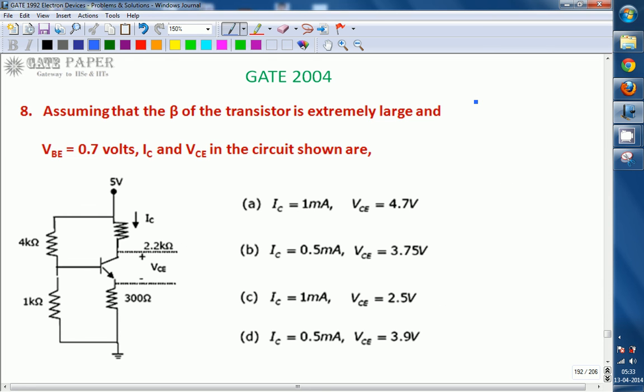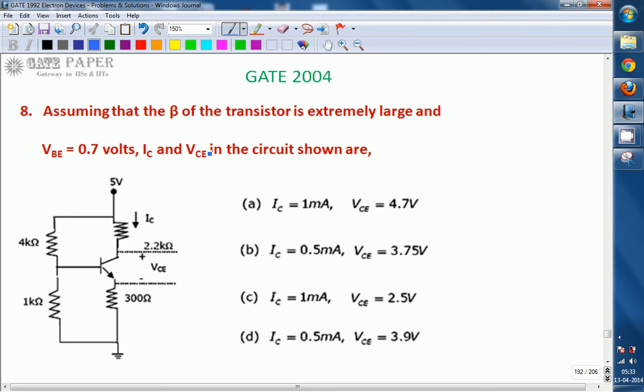Hello, we are discussing the GATE 2004 ECE paper, and this question is related to electronics. Assuming that beta of the transistor is extremely large and VBE is 0.7 volts, IC and VCE are, in the circuit shown, what? So what are the values of IC and VCE for the circuit given if beta is very large and VBE is 0.7 volts?